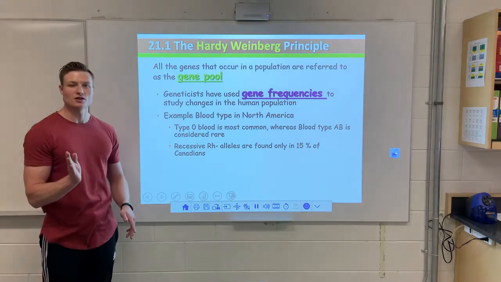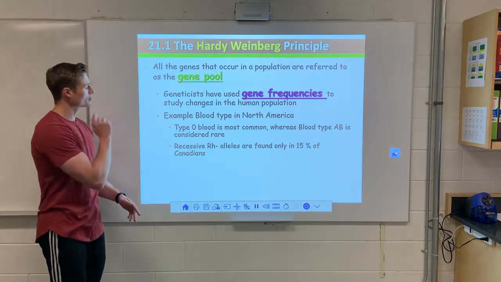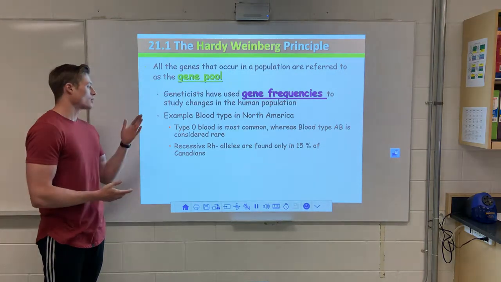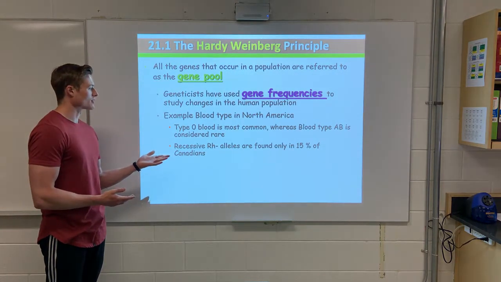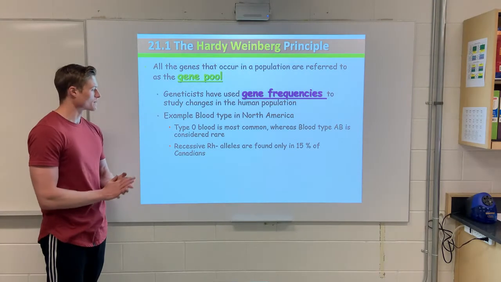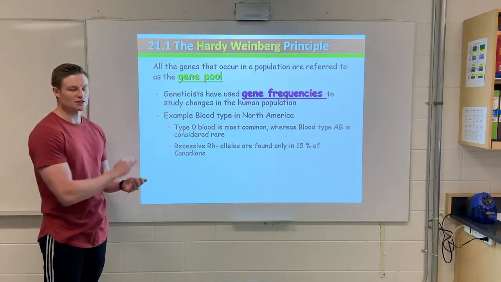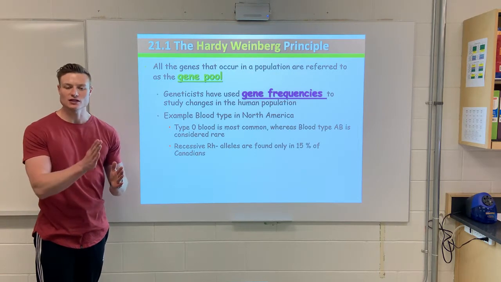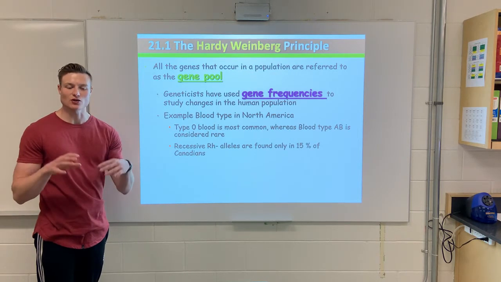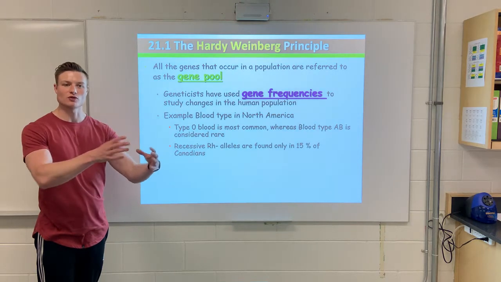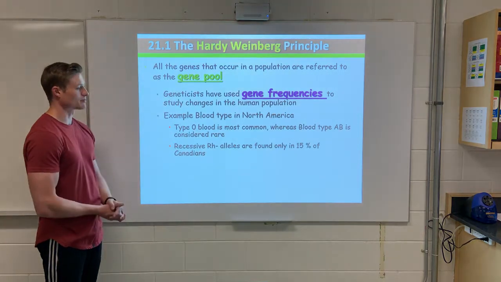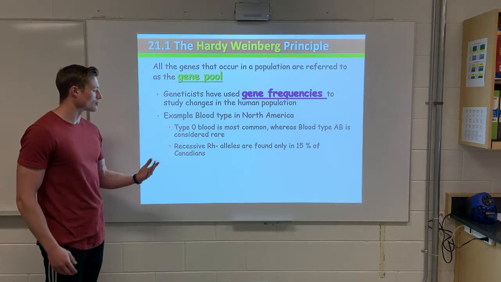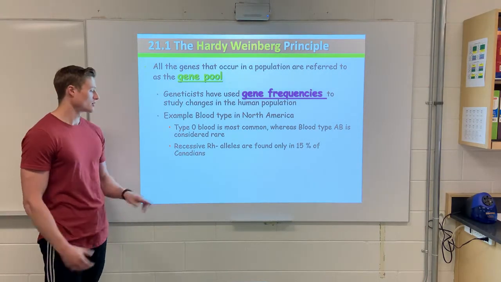So what is the Hardy-Weinberg equation? Well, when we look at a gene pool, we can start to get gene frequencies. So for example, what's the most common blood type here in North America? It's actually blood type O, whereas blood type AB is considered quite rare. So even though we have different alleles or different genes in our gene pool, some tend to show up more frequently than others, and this is why we study population genetics. Another example is the recessive Rh allele. Only about 15% of Canadians are Rh negative.